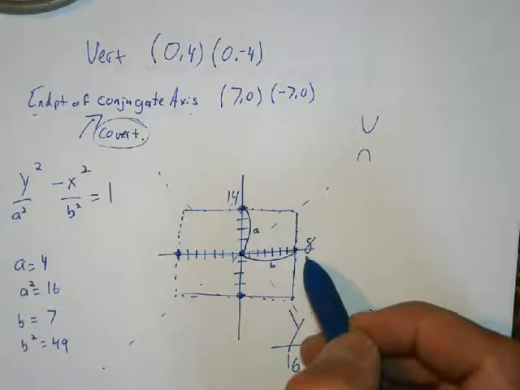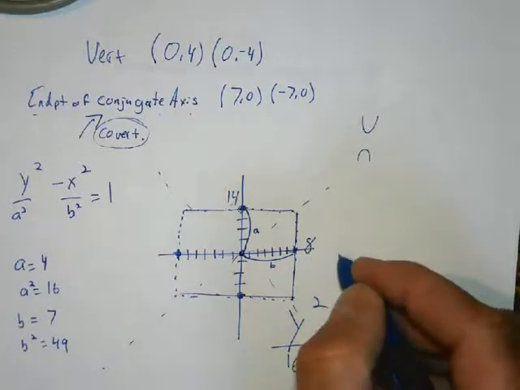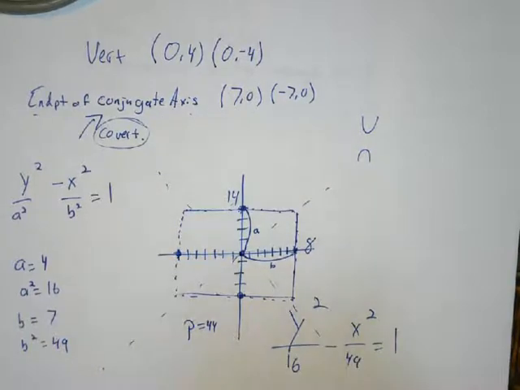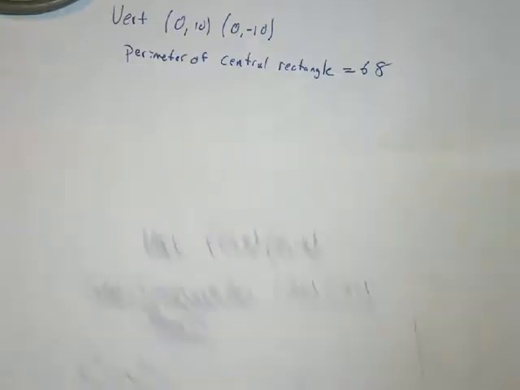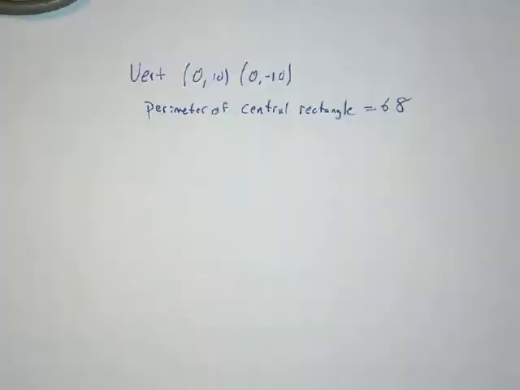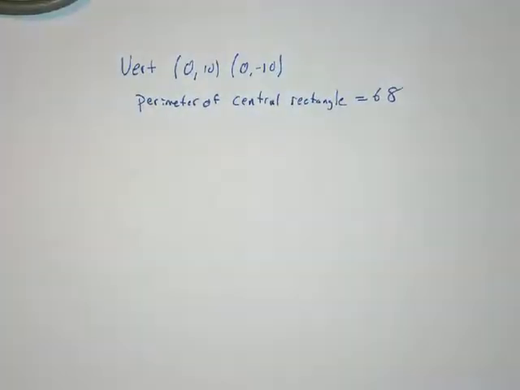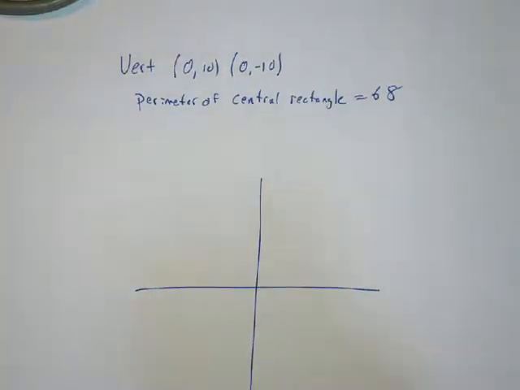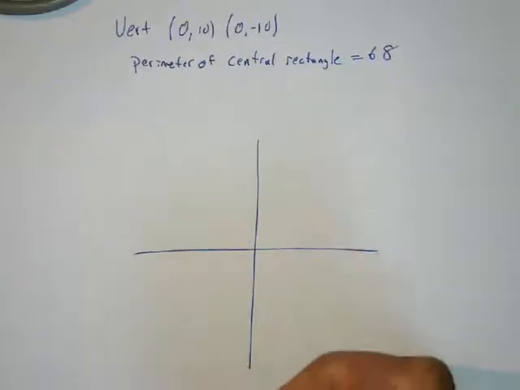Okay. So that would have been what? 22. So your perimeter would have been 44. That's how that would work. So if I give you the perimeter, could you work yourself to figure out the other parts that we need? Again, let's start by rough sketching. We know our vertices are at (0, 10) and (0, negative 10).